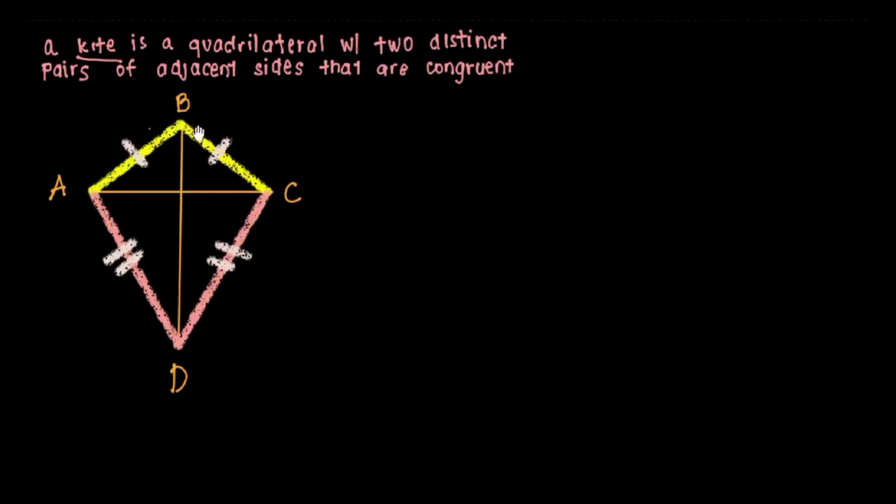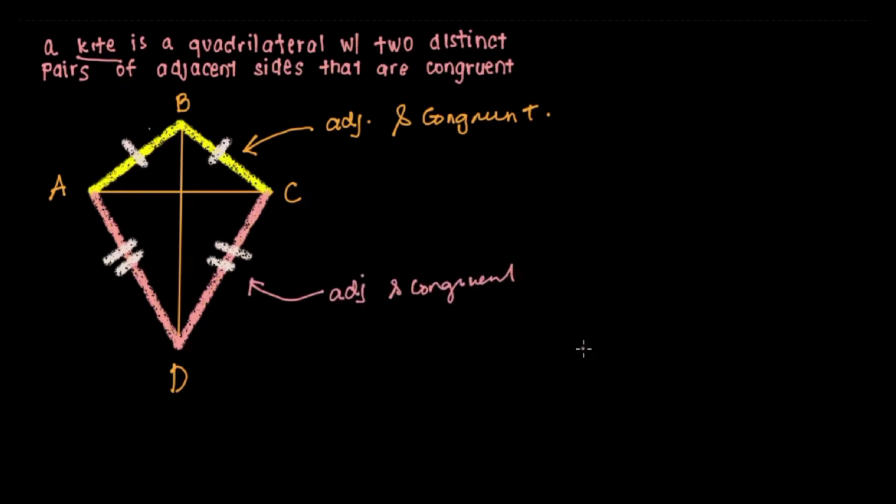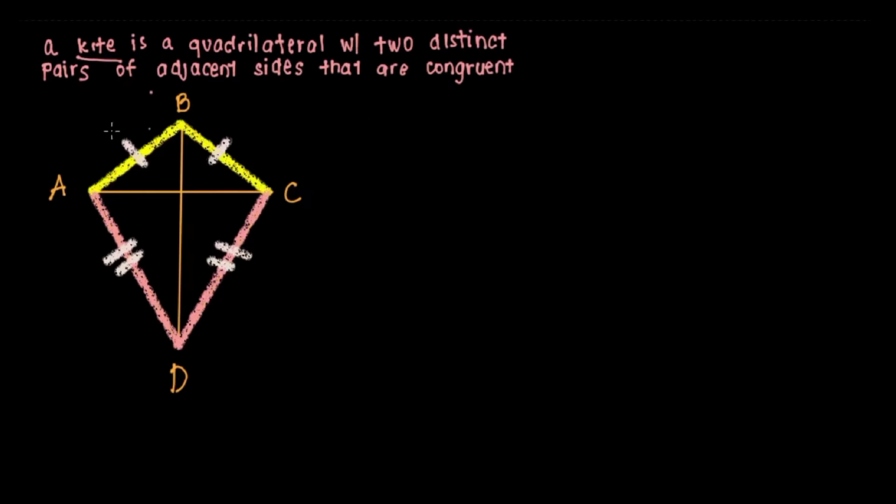So, segment AB is congruent to segment BC. And sabi sa definition, they are adjacent and congruent, right? So, yung kulay dilaw na segment dyan, magkatabi sila at congruent. What else? Segment AD is congruent to segment CD because they are adjacent. And we can classify it as congruent.